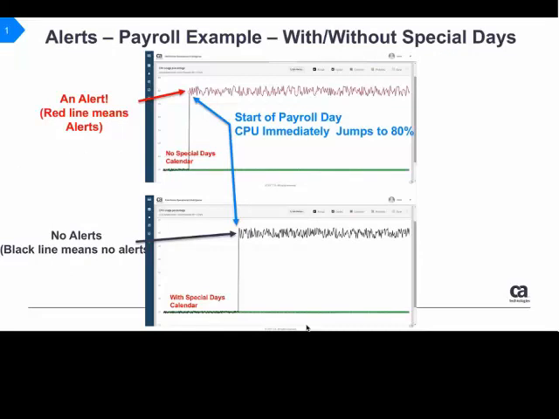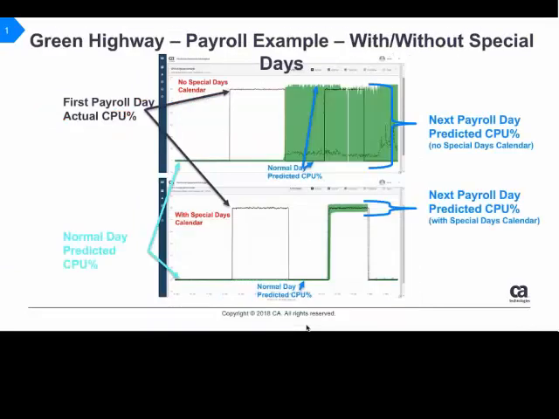In the top green highway example, a special day range has not been defined. Here, the CPU utilization that had been hovering around 20% spikes up and causes an alert to be generated. In the bottom example, a special day range has been defined. The CPU spikes up, but an alert is not generated. And this is because alerts are not generated while a special day range is in effect. So let's go to the next slide and we'll see one of the benefits of special days.